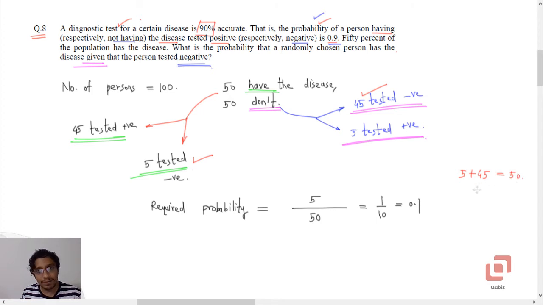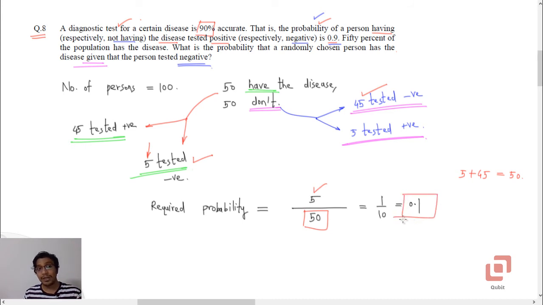Now out of these 50 people, we need to determine that number. All of them have the disease. A randomly chosen person has the disease, so clearly those persons will be from these 5 people. So what is the required probability? Total number in the denominator and favorable number in the numerator. So 5 upon 50 is 1 upon 10 or 0.1.